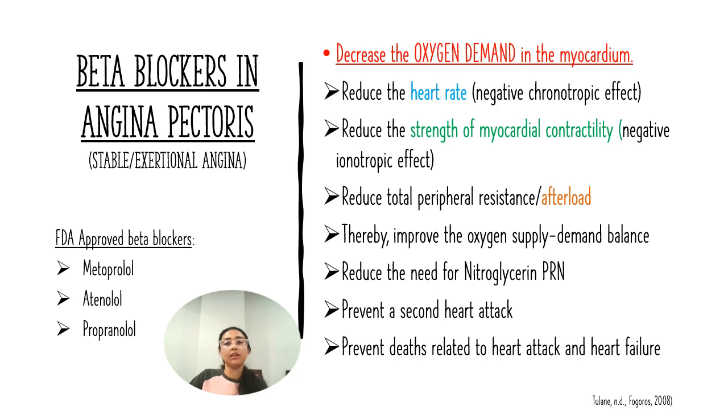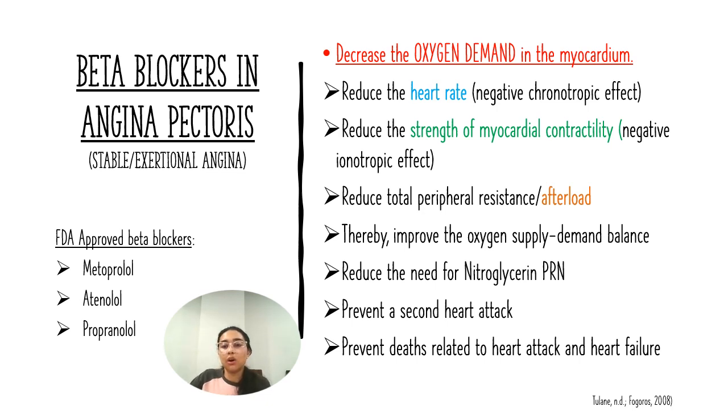How it does that is it produces a negative chronotropic effect, that is, it decreases the heart rate, and it also has a negative inotropic effect, that is, it decreases the contractility of the heart muscle, the myocardium. It also reduces total peripheral resistance or the afterload. Studies show that total peripheral resistance is reduced with chronic use of beta blockers.